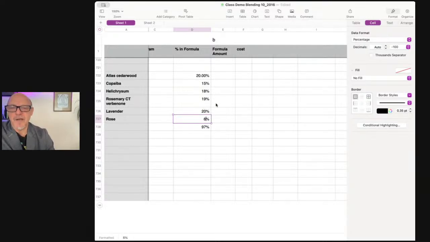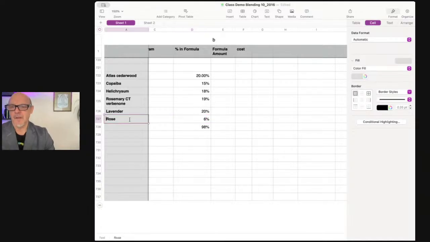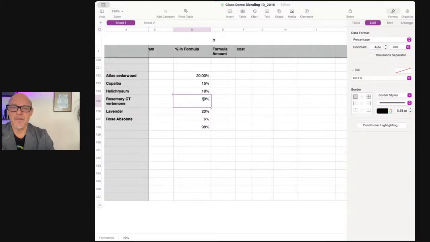I'm going to do rose absolute, which has a little more fragrance to it. Even at the low amount, it's going to come up pretty good. And I think I'll go 20% in rosemary verbenone.